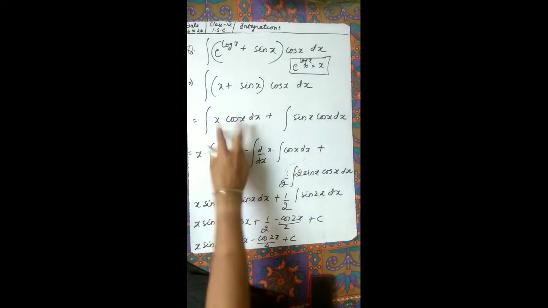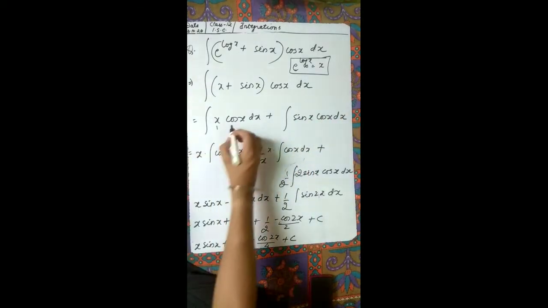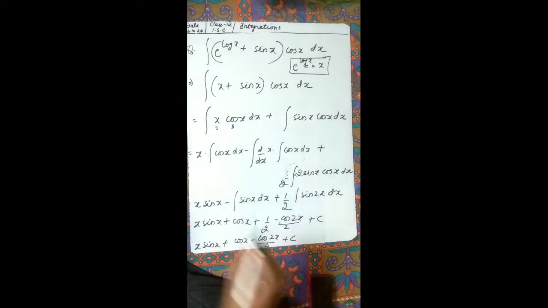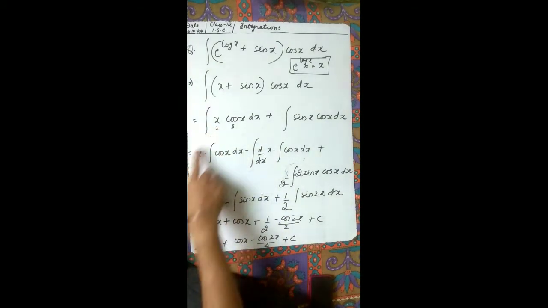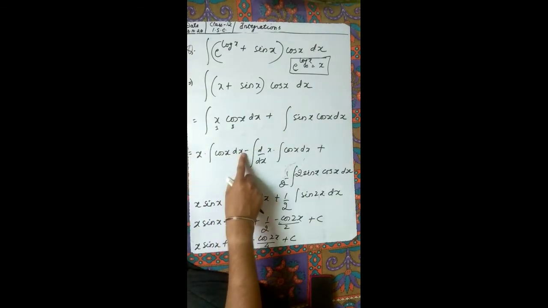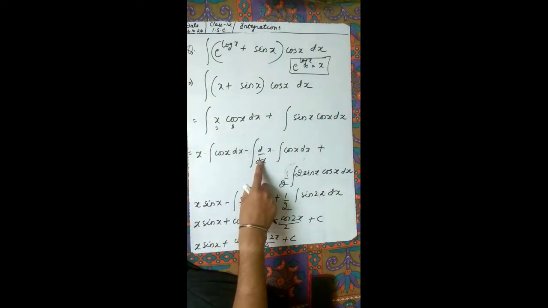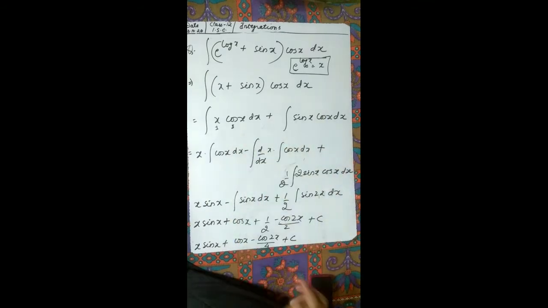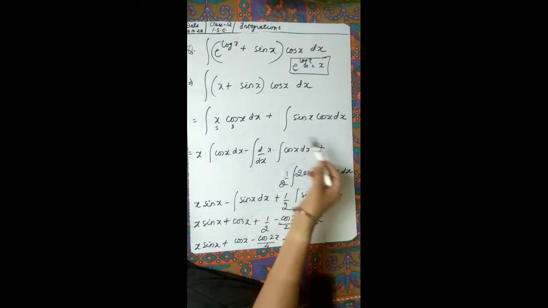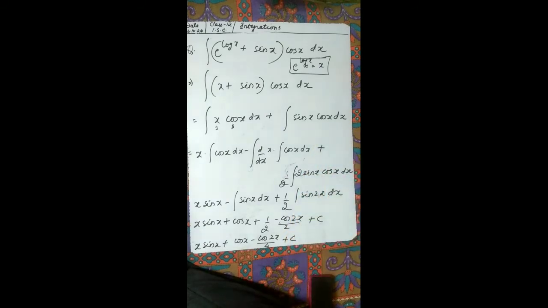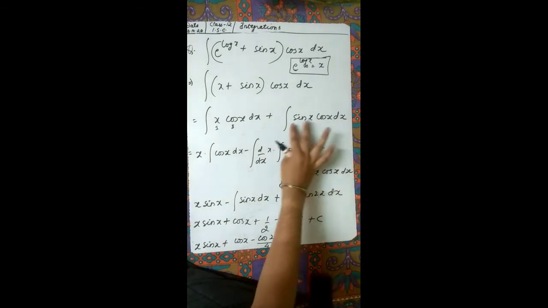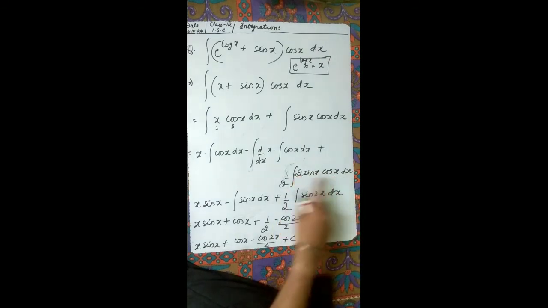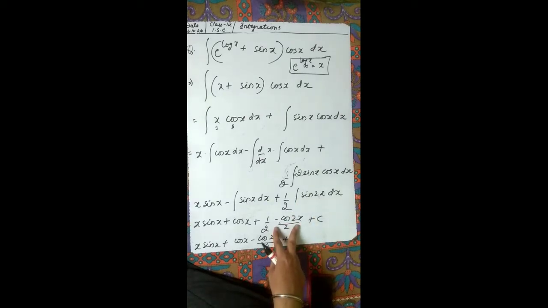Here x will be the first function and cos x will be the second function according to the ILATE rule. Keeping the first as it is, integration of second dx, minus whole integration of derivative of first into integration of second. Plus here, what I'm doing is we don't use the product rule. Why? Because they are both trigonometric functions and we know how to solve this one. Sin x cos x, let us multiply by 2 in the numerator and the denominator, so that it will become sin 2x and it would be easier for us to integrate.